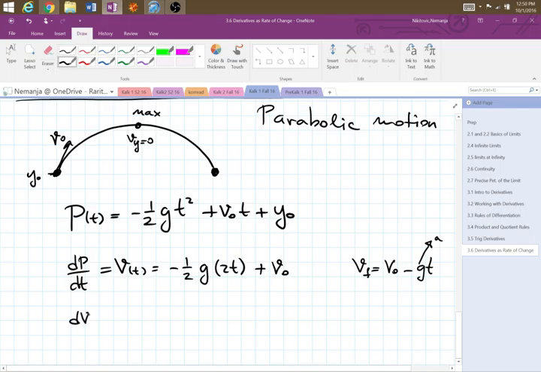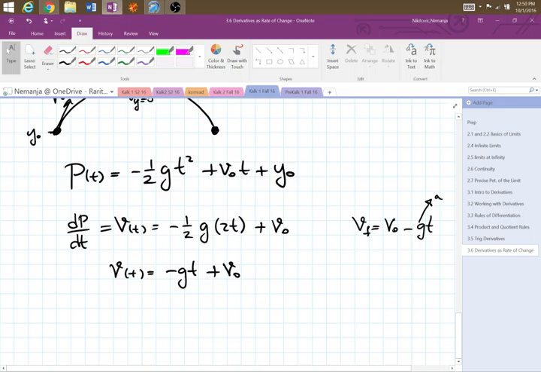Taking the derivative of velocity function, well, let me just simplify velocity function first. So velocity function now, when this cancels, is negative gt plus v0. Why negative? Because the object is going downwards. Gravity pulls down. And now we're going to take a look at the change of velocity in time, which is the derivative here, and you just get negative g. And that is your acceleration function.